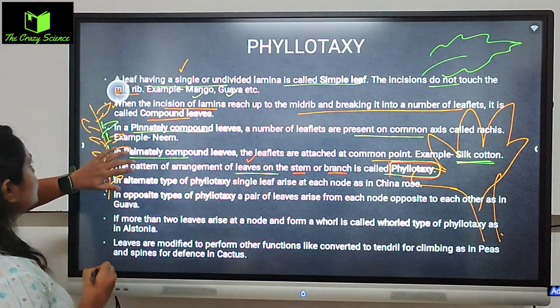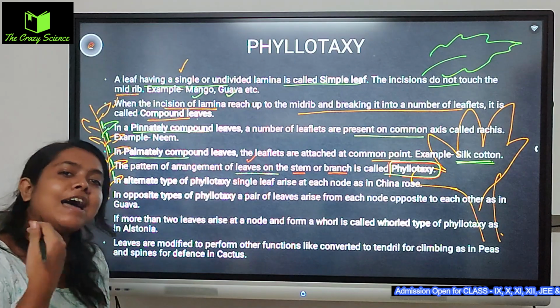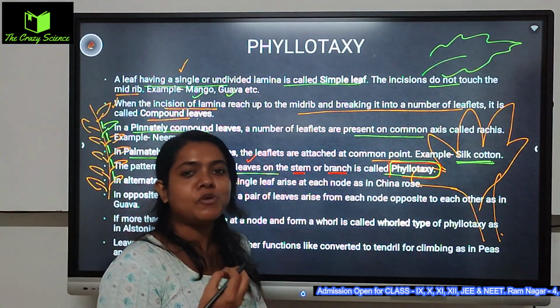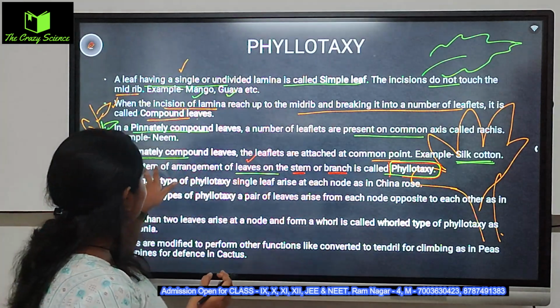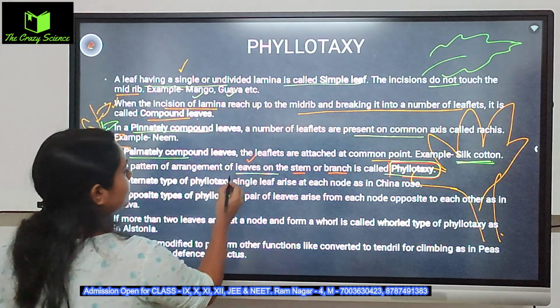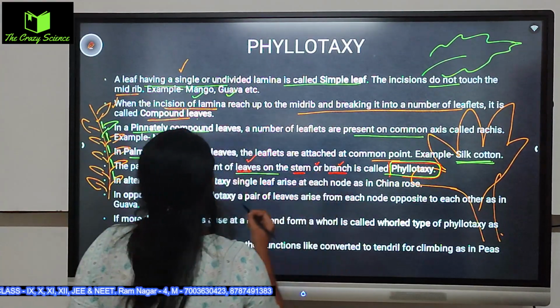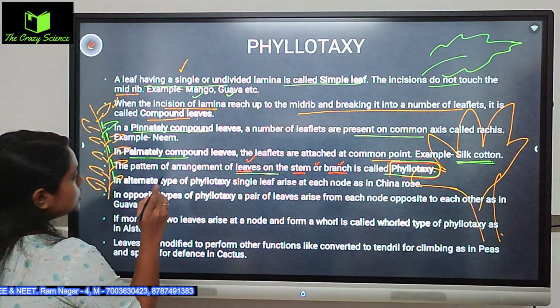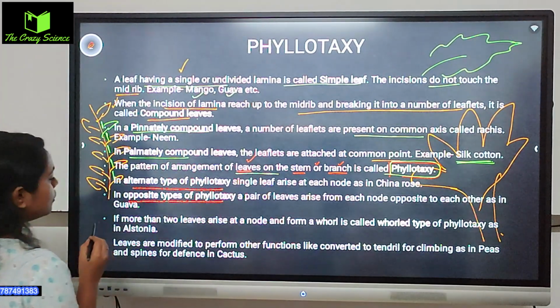Okay, so how the leaves are arranged over the branch or stem is called phyllotaxy, and in the next class we will read about the inflorescence, where the arrangement of the flower is studied, and we are reading the arrangement of the leaves over here. Leaves arrangement on the stem or on the branch. First one is the alternate type phyllotaxy. Second of all, the opposite type of phyllotaxy.